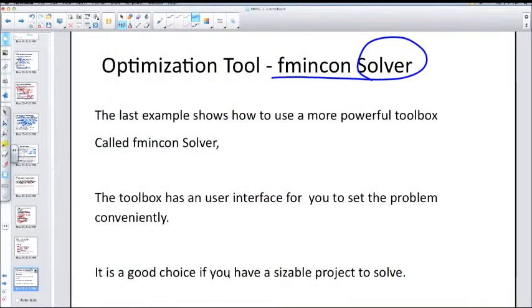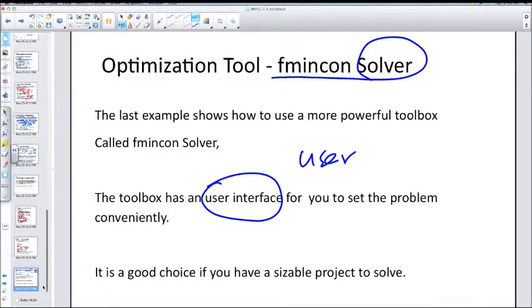Well, there's a lot of information. If that's hard to remember, I hope you can use the toolbox called the solver. That solver has a user interface, and the user interface will help you just fill in. You don't need to write your own function. You just fill in what your objective function is, what your constraint equation is, what your constraint inequality is, and then you run it. Oh, what is your starting point?